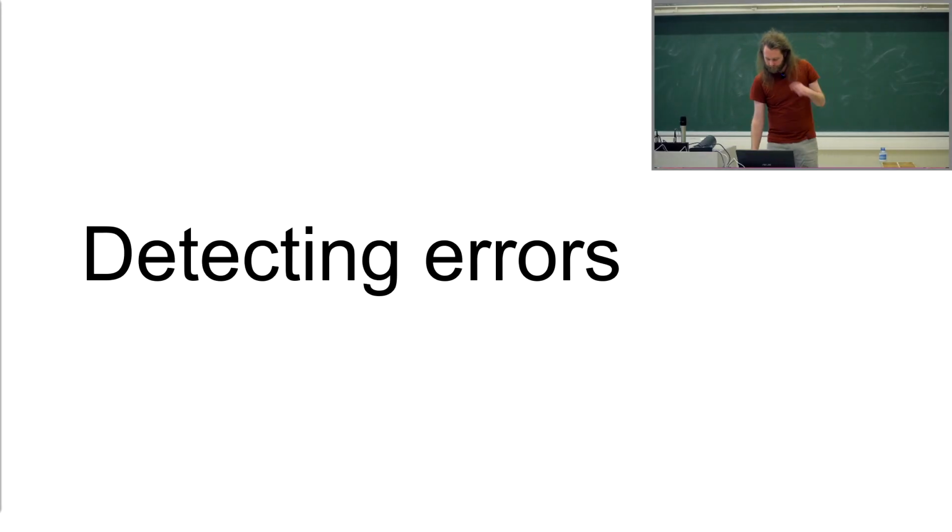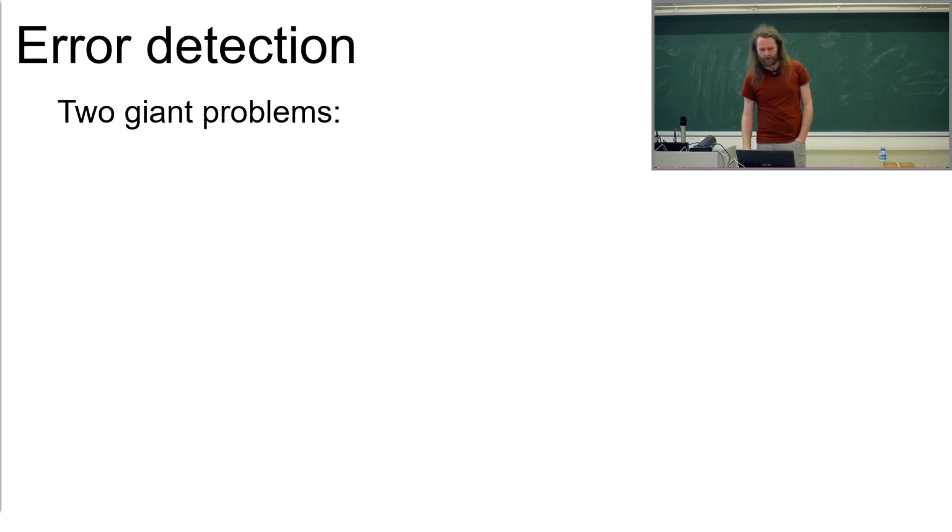We have the situation now where we need robust error detection that can detect errors that we can't detect. And the question is, how do we detect these undetectable errors? Let's just think about what error detection is, like what are we doing? We have two absolutely giant problems that we need to solve here in terms of error detection.